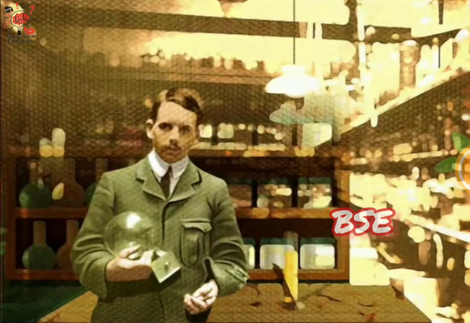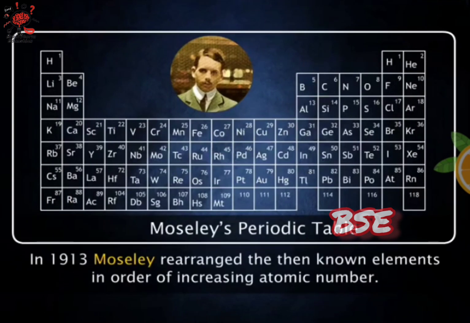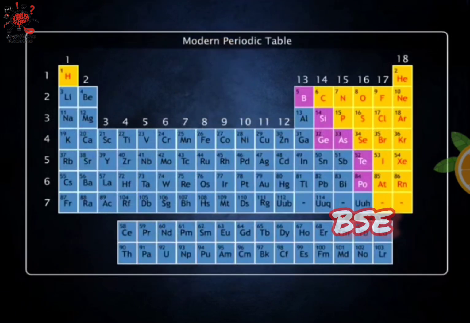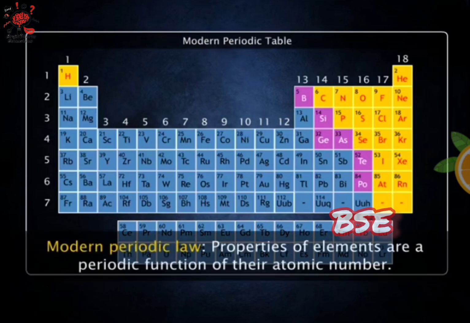In 1913, a British chemist, Henry Moseley, rearranged the then known elements in order of increasing atomic number. From this emerged the modern periodic table and the modern periodic law, which states that properties of elements are a periodic function of their atomic number.